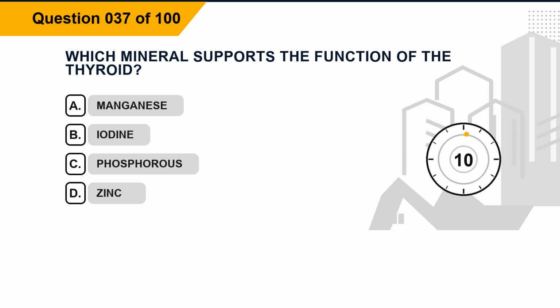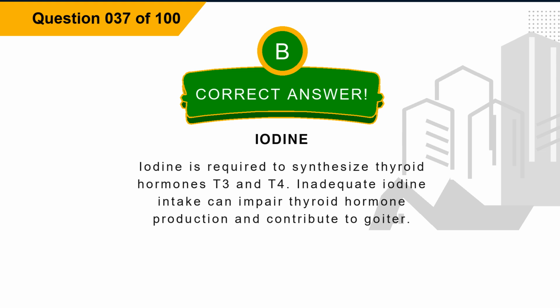Question 37. Which mineral supports the function of the thyroid? Option A, manganese. Option B, iodine. Option C, phosphorus. Option D, zinc. The correct answer is option B, iodine. Explanation. Iodine is required to synthesize thyroid hormones T3 and T4. Inadequate iodine intake can impair thyroid hormone production and contribute to goiter.